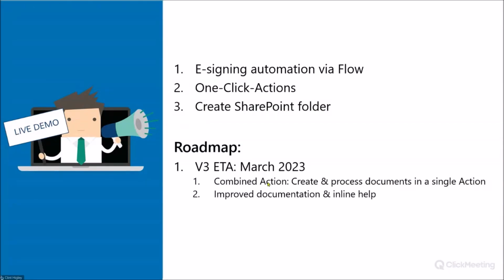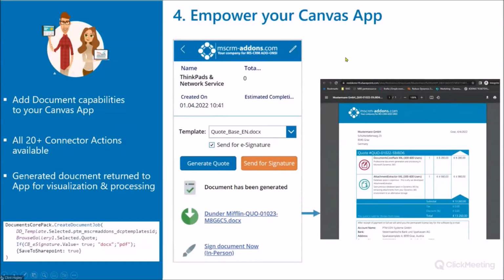The other thing that we're working towards is, as always, improved documentation and inline help inside the flow, right? And now, what I want to talk about here is Canvas apps. What this allows you to do, of course, is call your flows inside of your Canvas apps. So it allows you to add that document capability to your Canvas apps, and it has all 25 connectors basically in there. So I say 20 plus. This also counts as 25 plus. So you're able to generate the document and return it to the app for visualization and processing.